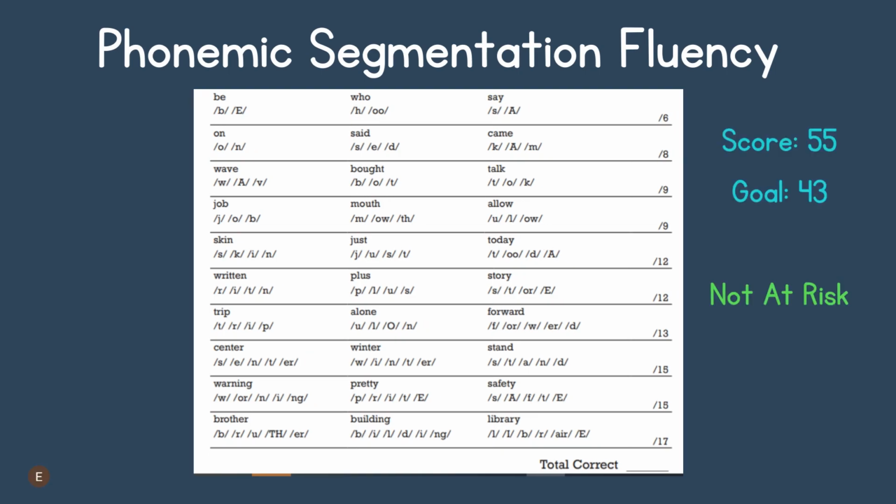This student was able to correctly segment 55 phonemes. The goal at this point in first grade is 43. Again, this student is not at risk in this area.